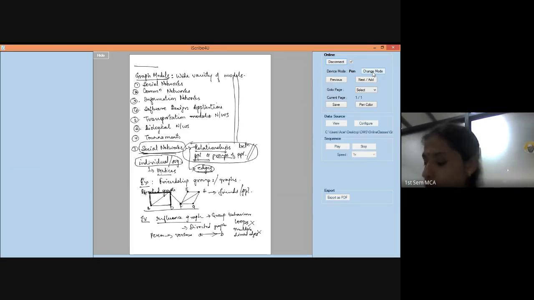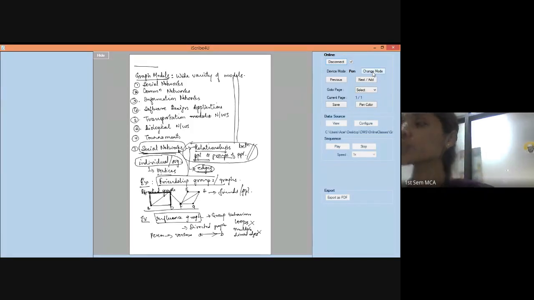This is an example. So these two, we saw the friendship graph. We also saw what is called an influence graph. These two are examples of social networks. So social network means what? You are trying to represent relationships between people or between different groups of people. Then you call it a social network.